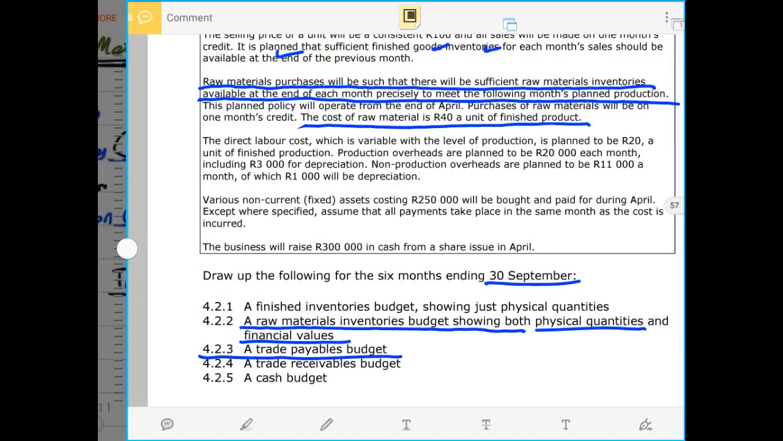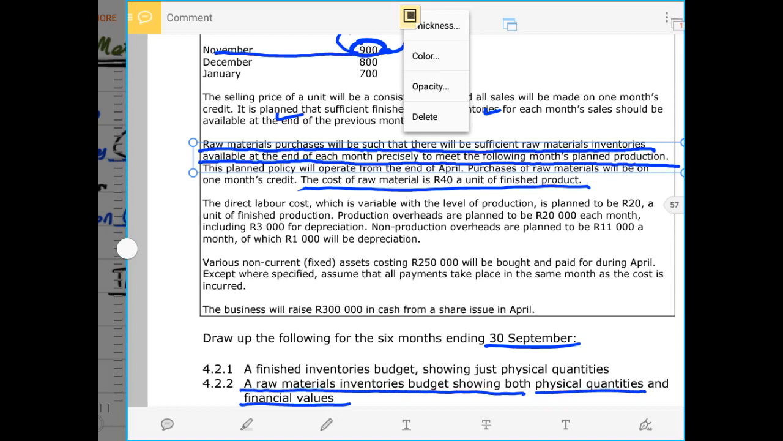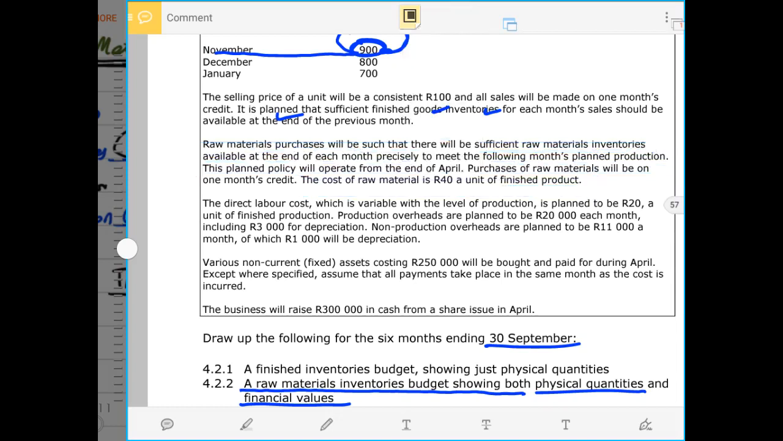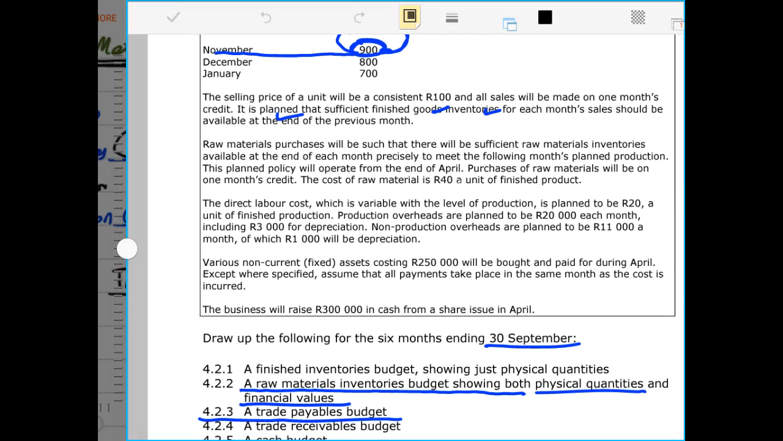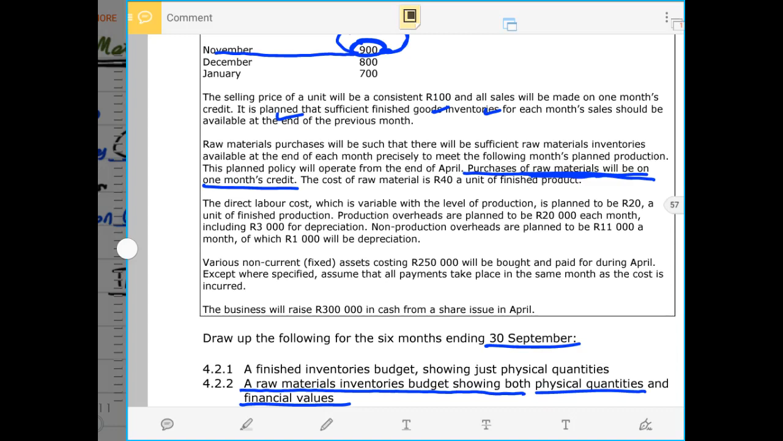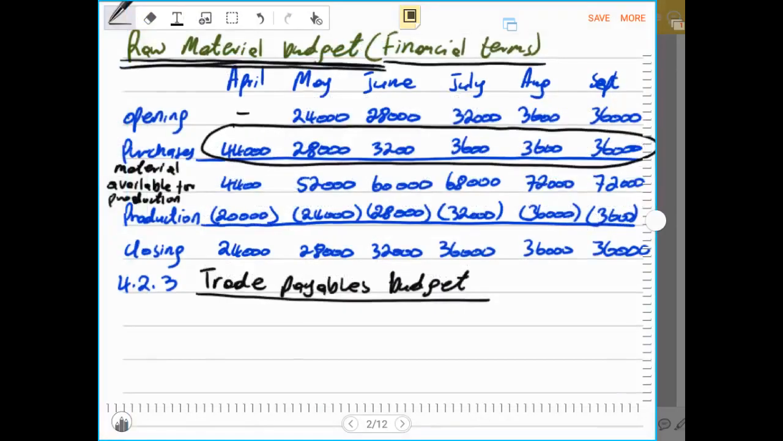So now we were also informed that our suppliers are being paid 1 month after the month of purchase. Hence it said there that purchases of raw material, it says raw material. So now they are referring to the budget that we have just done. Purchases of raw material will be on 1 month credit. That means we buy this month and we pay in the following month. So that is what we'll be recording. We have to record the purchases and record the payments in this budget. So we know that we are making a payment 1 month after the month of purchase with regard to the raw material that we buy on credit.